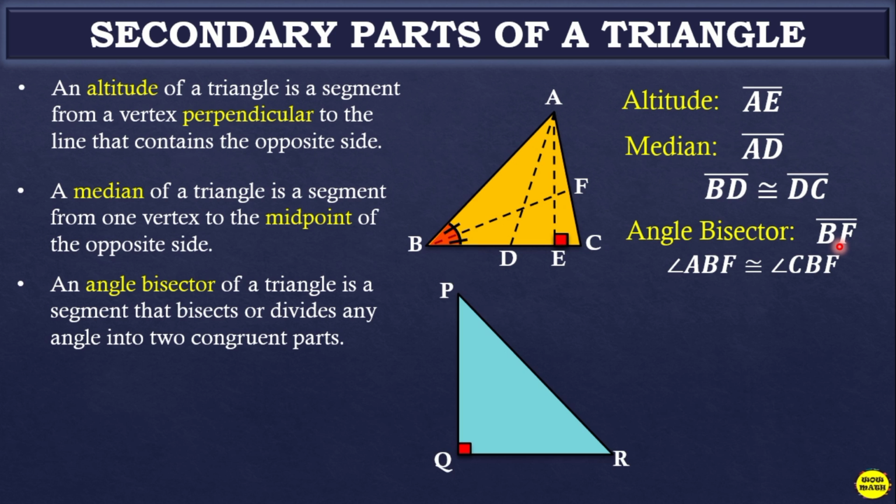Let's have another. So, in this figure, I have here a right triangle, a right angle. Okay? So, I have here PQ is perpendicular to QR. Now, if we go back to the definition of altitude, it is perpendicular. So, therefore, we have two altitudes here: segment PQ and segment RQ, because both of them form a right angle here. Okay? So, when it is perpendicular, it forms a right angle. So, we have two altitudes, the RQ and the PQ.